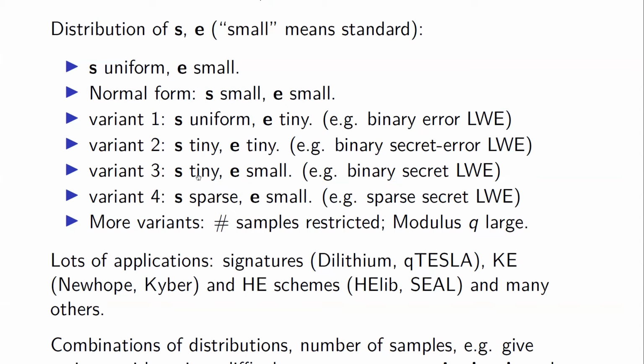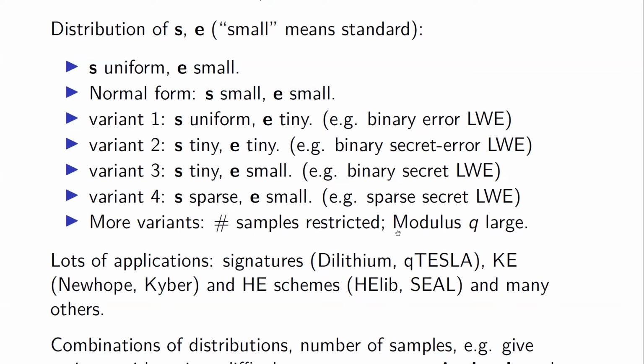We can have S really small and E kind of standard. That's the binary secret LWE. In certain applications, you want that, for example FHE. You can also have the variant where you want S to be extremely small, so S is sparse and its Hamming weight is low. In this case, you probably want to set your dimension to be large to compensate for the smallness of S.